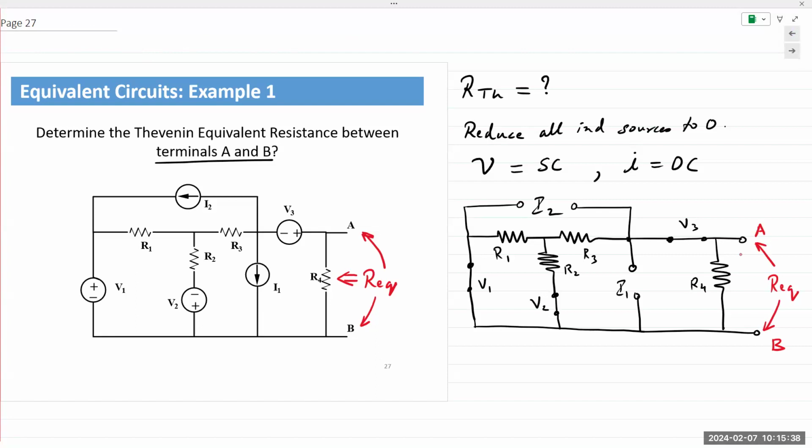Only independent sources can be reduced to 0. Voltage sources replaced with a short. So you got V1, V2, V3, all replaced with a short circuit wire. And then current sources replaced with an open circuit. And so you have two opens, I1 and I2.